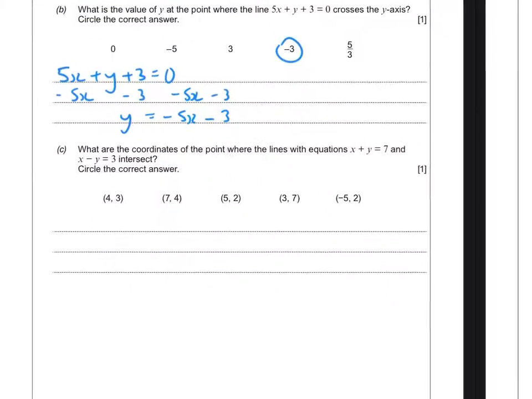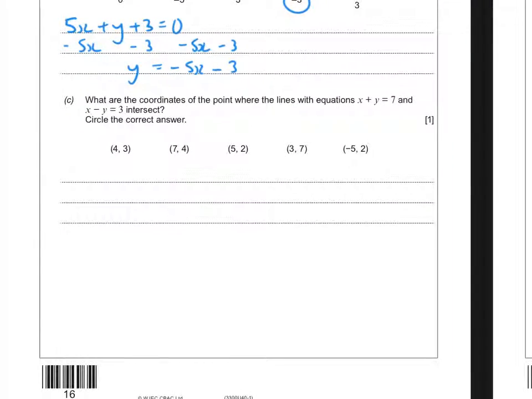For question C, it says, what are the coordinates of the point where the lines with these equations, x plus y equals 7 and x minus y equals 3, intersect? So the first thing you need to do for this type of problem, I'm thinking x plus y equals 7. So what pairs of numbers add together to give me 7? So I'm going to start listing logically. Well, I have 1 plus 6 equals 7. I know 2 plus 5 gives me that, 3 plus 4, 4 plus 3, 5 plus 2, and 6 plus 1. They all give me an answer of 7.